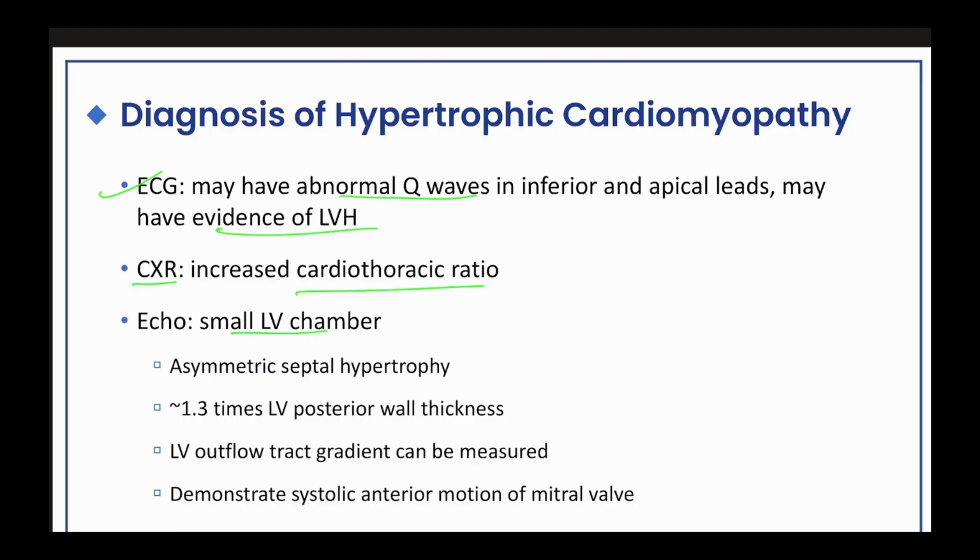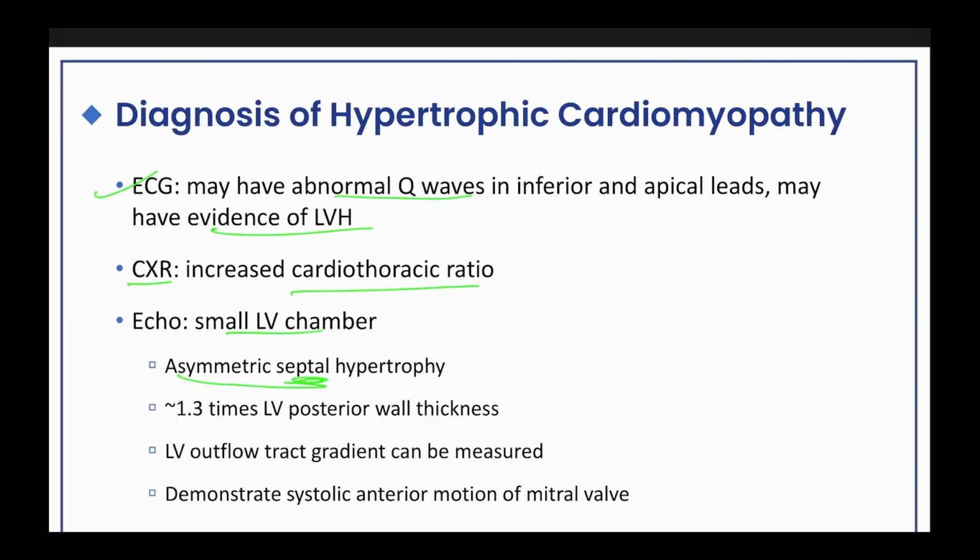Echo shows a small LV chamber. The chamber size within is decreased because of all the thickened heart muscle. So asymmetrical septal hypertrophy: parts of that septum are thicker than others. Usually it's going to be 1.3 times the LV posterior wall thickness. It can get a little thicker than that. The LV outflow tract gradient can be measured. Obviously, you need a cardiac catheterization for that to see the pressure changes.